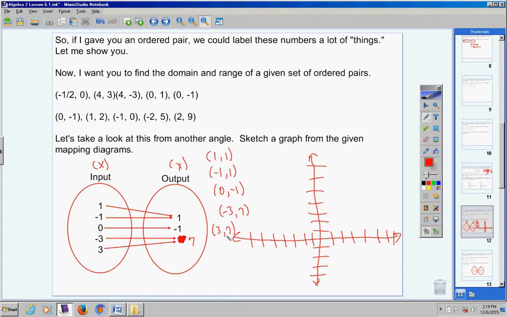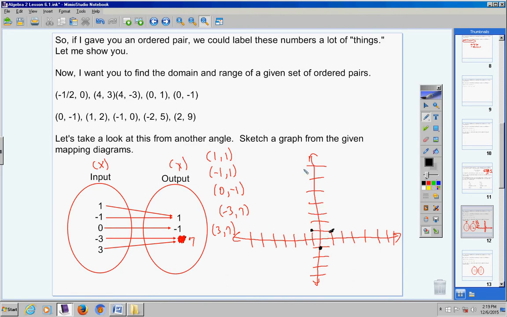So do you understand? Now I took my inputs and my outputs and I wrote them as ordered pairs. It's very important that you see that, okay? Now plot those points and you're finished. 1, 1, over 1, up 1. Negative 1, 1, negative 1, positive 1. 0, negative 1. Negative 3, 7.